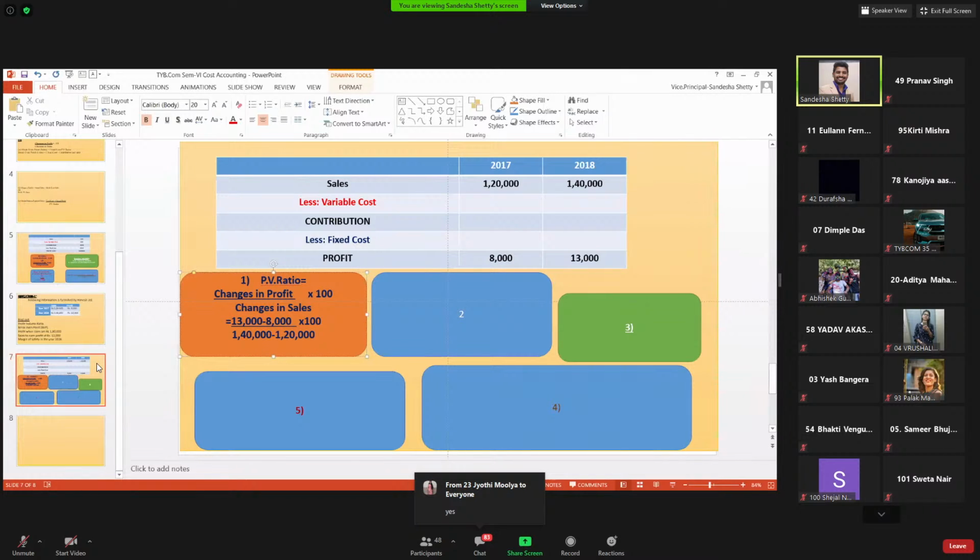So it is nothing but 5,000 divided by how much? Shortened, 5,000 divided by 20,000, into 100. The 100 is there because PV ratio is a percentage. So what is the answer now? I want a reply from everyone. Students, this is too slow a reply. This is one of the important problems I am teaching you. Are you clear with the point?